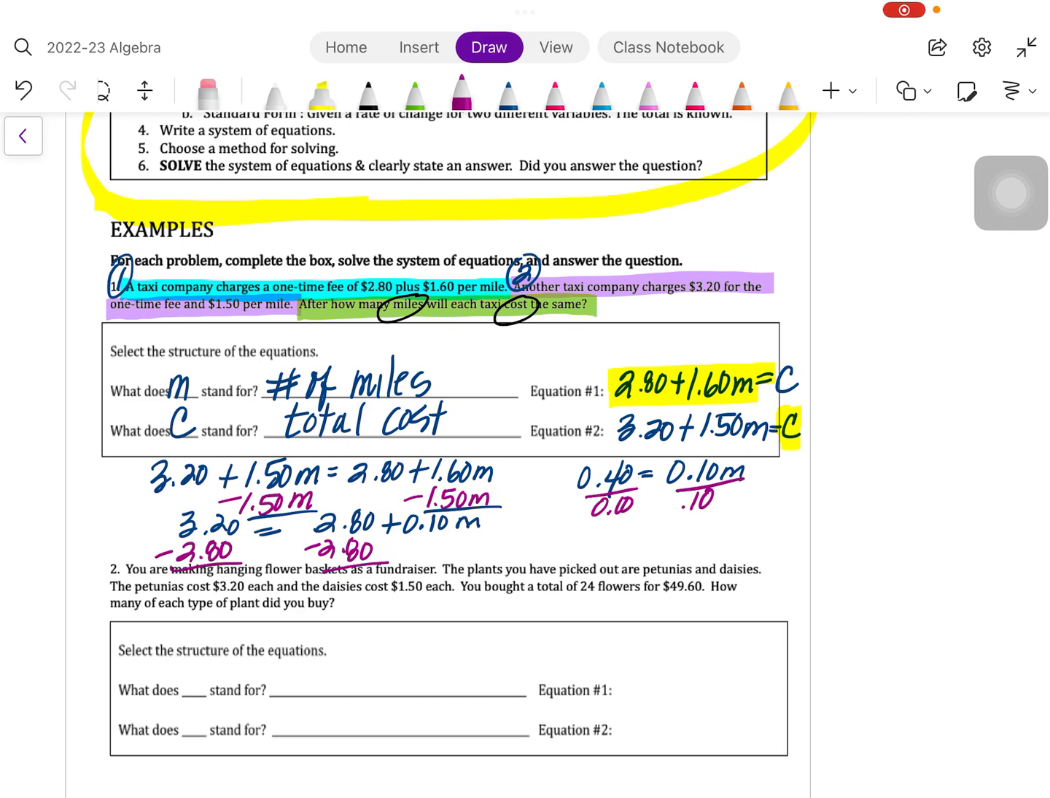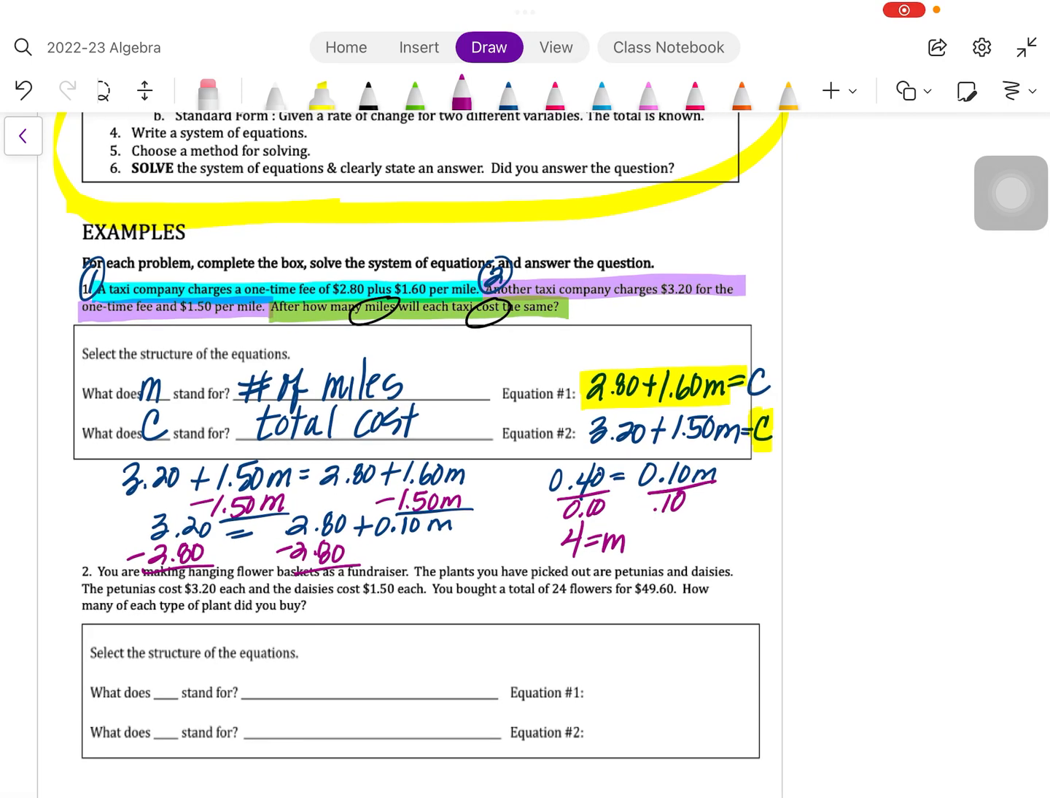So my final answer is 4 equals m. So when I go back up and look at the question, it says, after how many miles will each taxi cost the same? So that's my answer. So again, if I'm going to write a sentence, I would say, in 4 miles, both taxis cost the same.